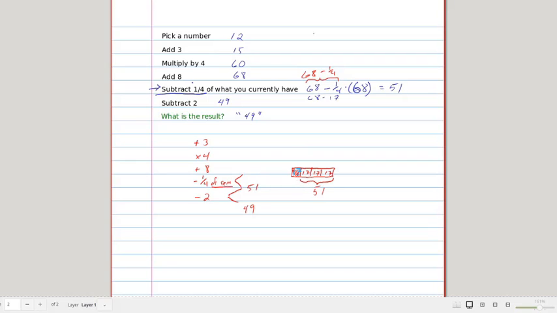So now if I multiply 17 times 4, or if I add 17 to 51, that gets me all 4 of the 17s. All right, so that tells me the number I had before I subtracted 1/4 of the remaining was 68. And now the rest of this goes like we would think. Before I added 8, I must have had 60, so I subtracted 8. Before I multiplied by 4, I divide by 4 to see I had 15. And before I added 3, subtract 3, I must have had 12 to start.